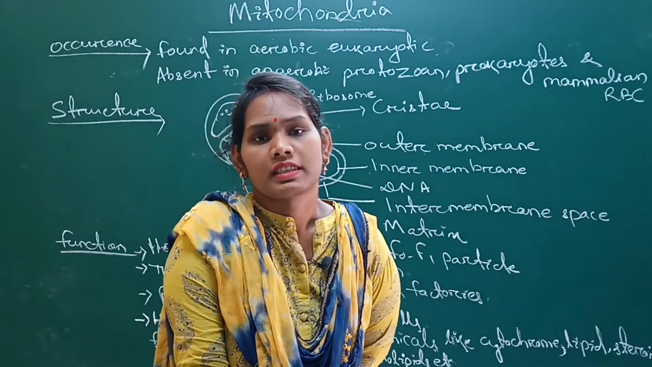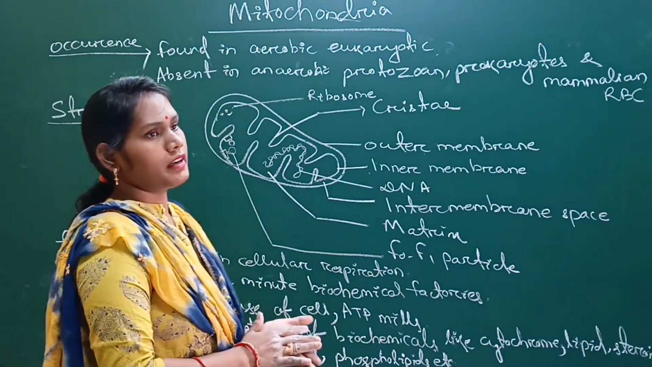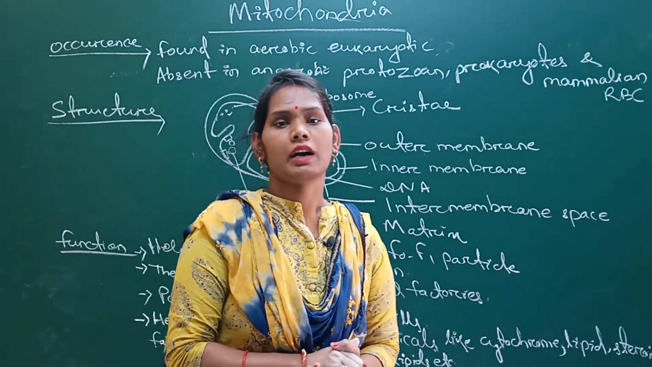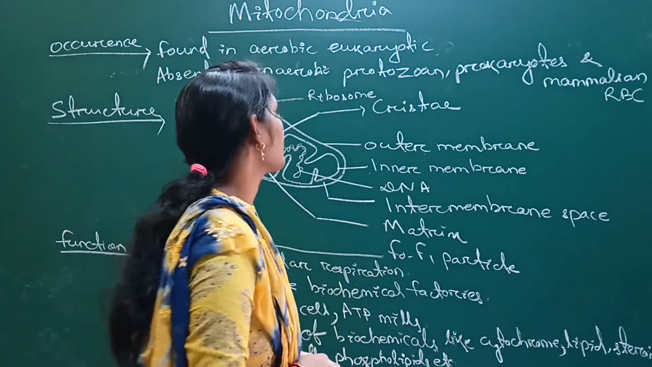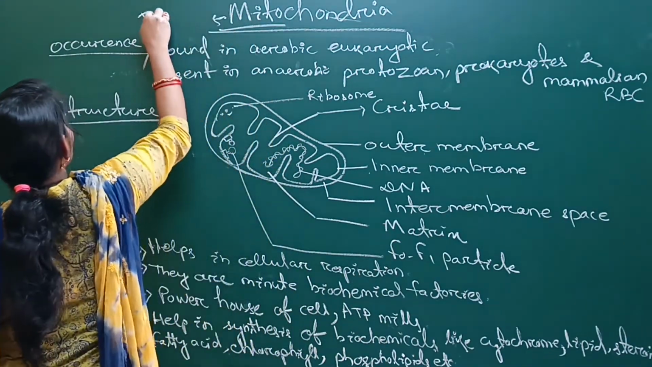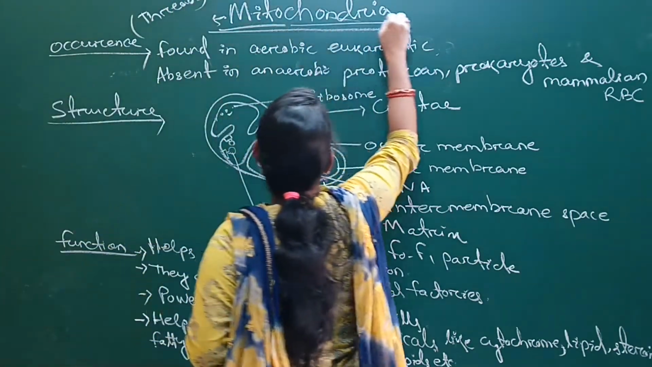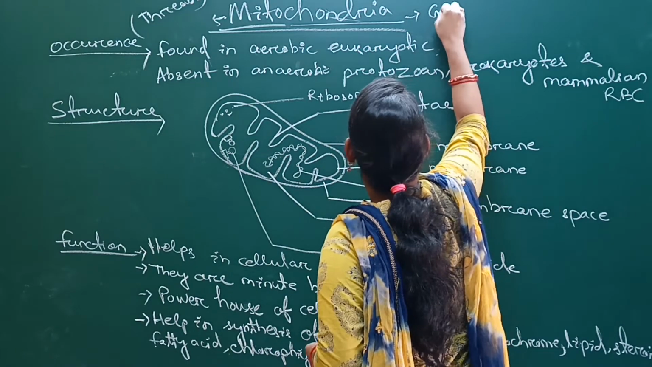We are going to discuss the mitochondria, which, as you already know, is also called the powerhouse of the cell. Here mito means thread, and chondrion means granule.